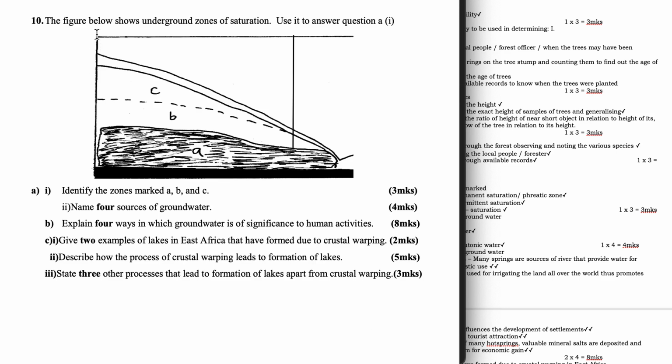Question 10. The figure below shows underground zones of saturation. Use it to answer question A1. Identify the zones marked A, B, C.